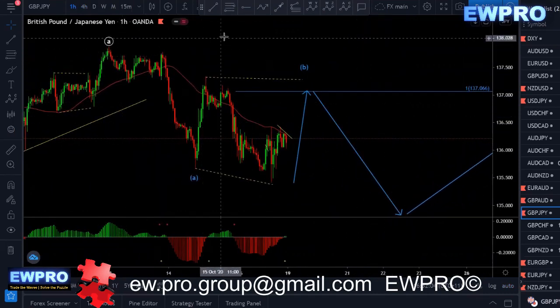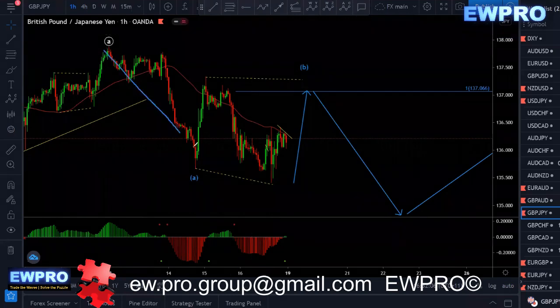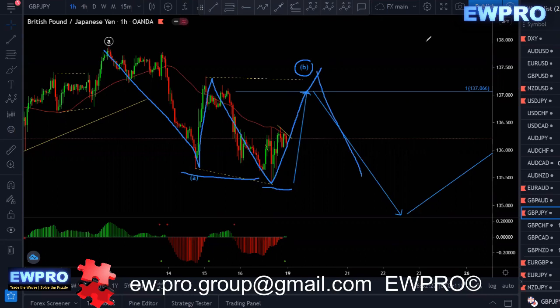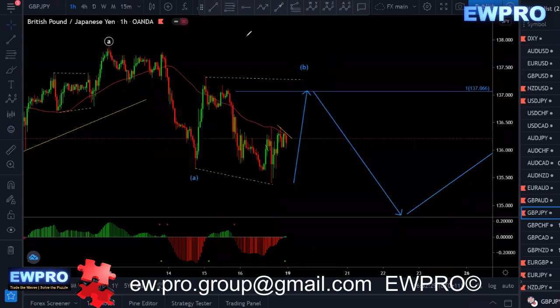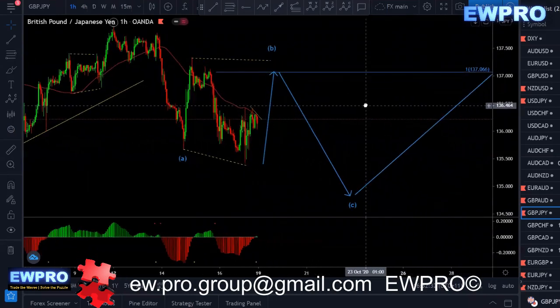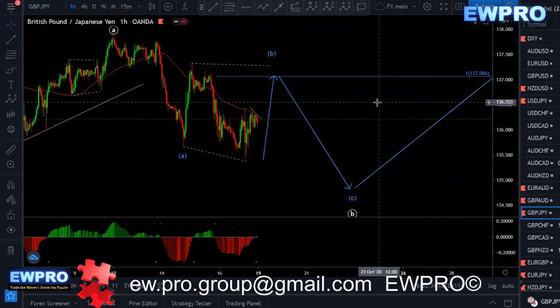H1, we got that A. This is an A, B, C. I'm looking for the C up to finish off B here. I'm looking at a running flat, possible running flat. It may turn expanding flat, but around the 100 fib, I'll start to look for that sell to go and break the low. And we'll be targeting that 100 fib.